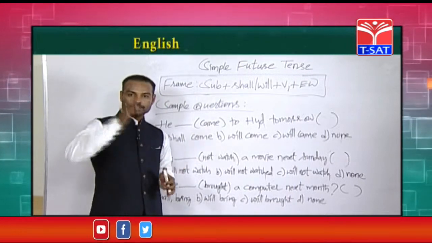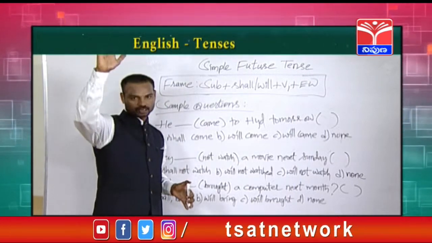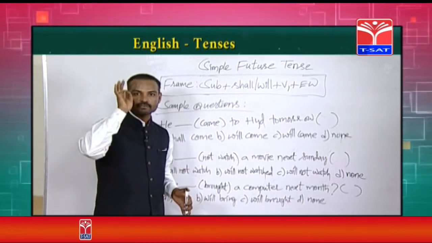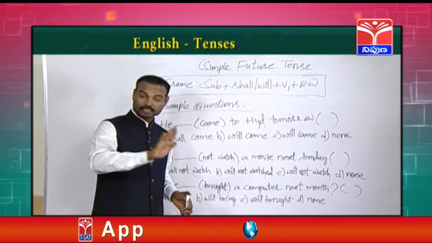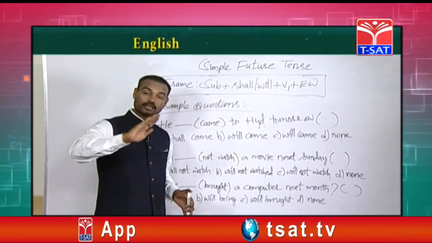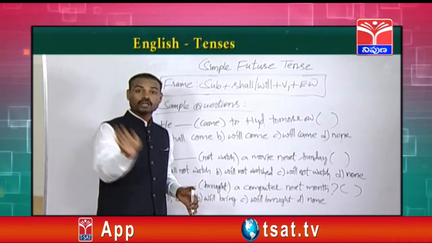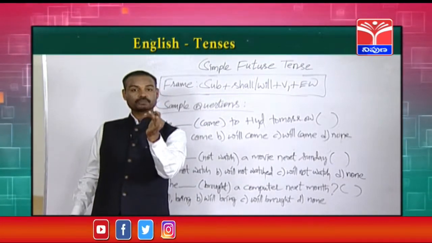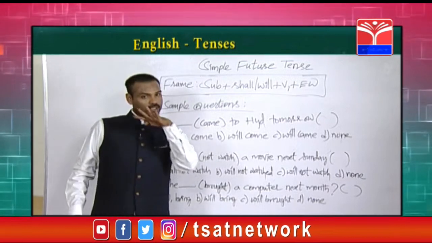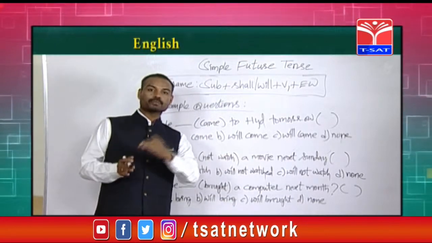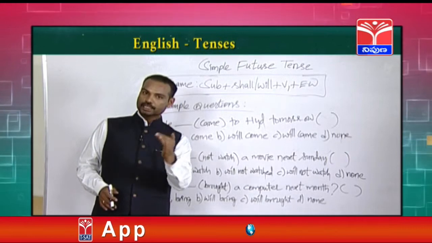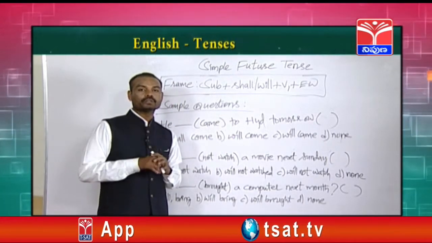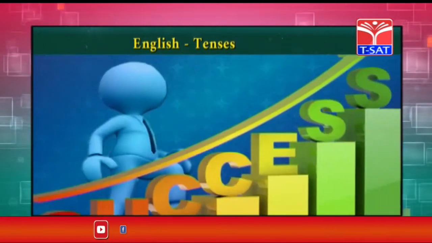Never forget, friends, in simple future tense, even if you speak or write 1 lakh sentences also, in every sentence the verb must be in the first form. Don't forget it. Whether it is a positive sentence or negative sentence or interrogative sentence or negative interrogative sentence, whatever the type of sentence it is, in every sentence the verb must be in the first form. So in every tense there will be 4 types of sentences: positive, negative, interrogative and negative interrogative. Now I am going to give you types of sentences in simple future tense.